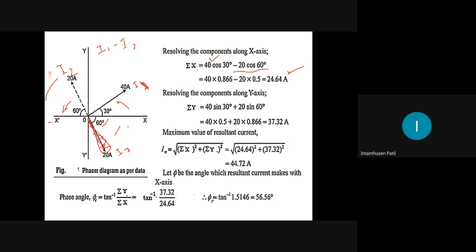And the y component, you can see this one, I1, I will resolve into y component, 40 sin 30. This one I will resolve into 20 sin 60. It is plus here because it is falling on the plus axis above.